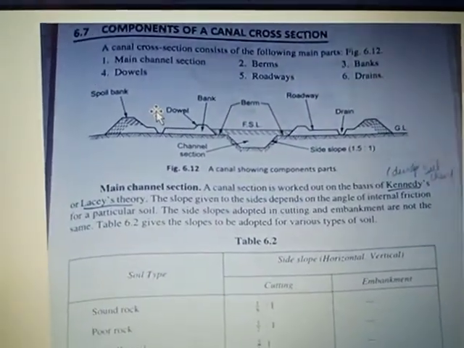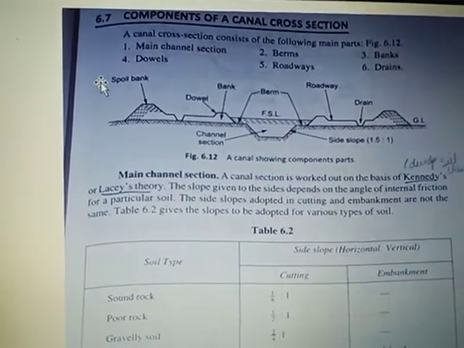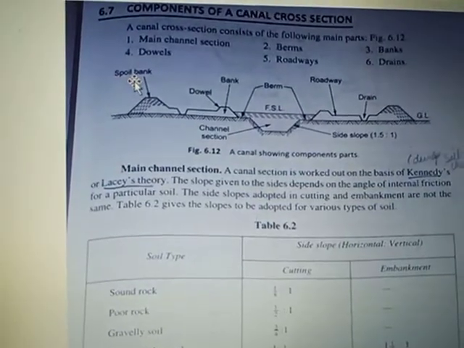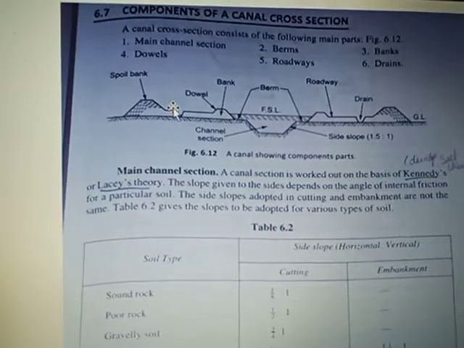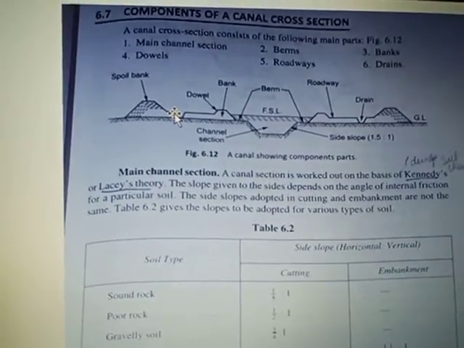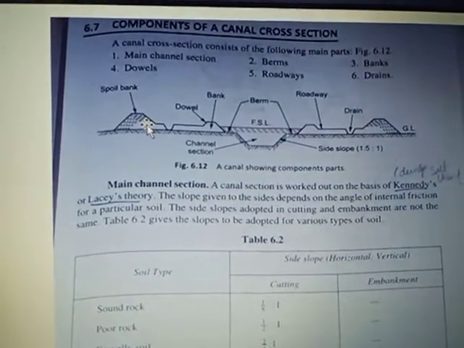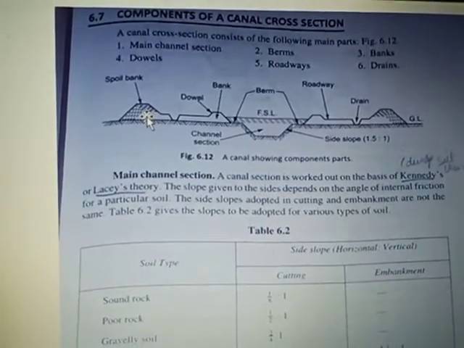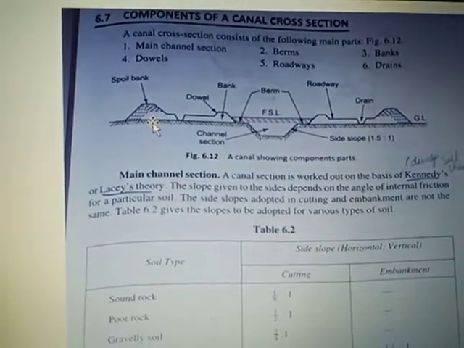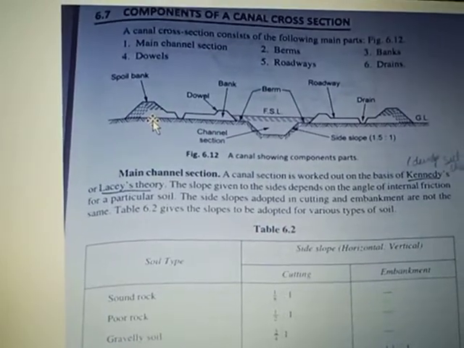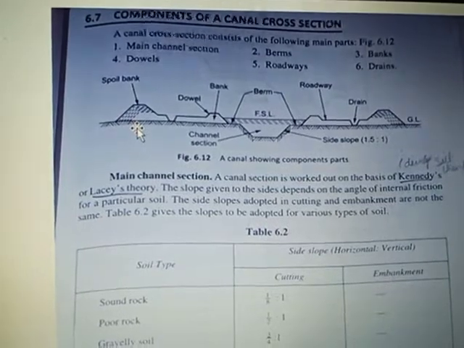Now, what are spoil banks? This is a bank here. Another bank is also here. So why is it termed a spoil bank? When you are doing the excavation for the channel section, you have excavated the soil in excess, so you keep it on one side. The excess soil excavated, more than the desired channel section, is collected and kept on one side. This is known as the spoil bank.